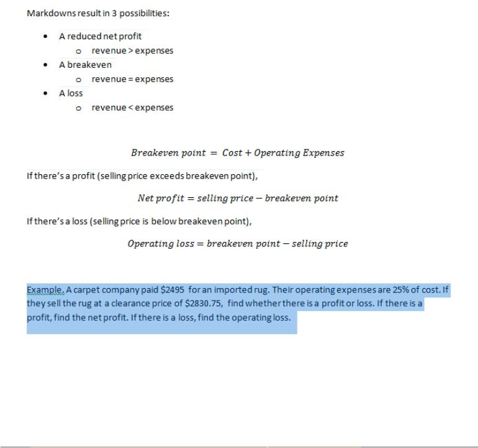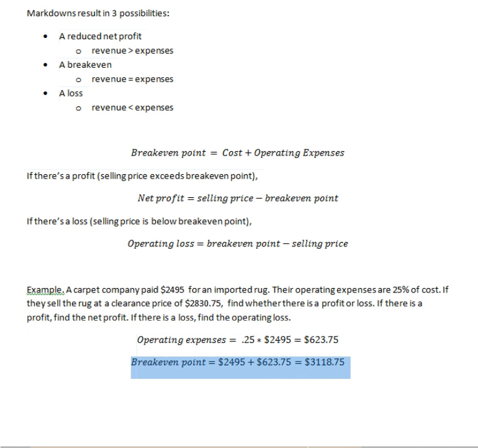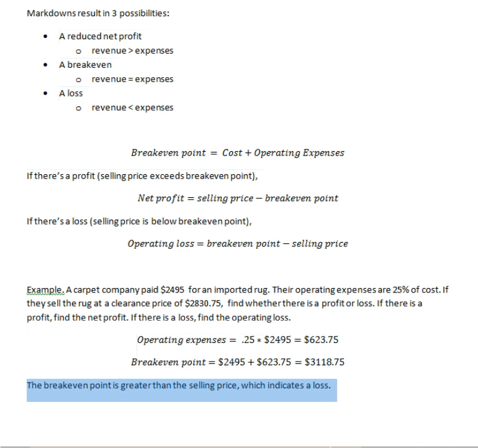All right, so first we're going to need to find the break-even point, which will be the cost plus the operating expenses. But in order to do that, we need to find the operating expenses. Right now, we just have a percentage. So we're going to have to put that in terms of a dollar amount. This is 25% of cost, so it'll be 25% of the $2,495, which will give us $623.75. So now our break-even point will be $2,495 plus that $623.75, which will be $3,118.75. Now if we look at that compared to the clearance price or the selling price of the item, it's larger, which tells us that the company is taking a loss on the item.